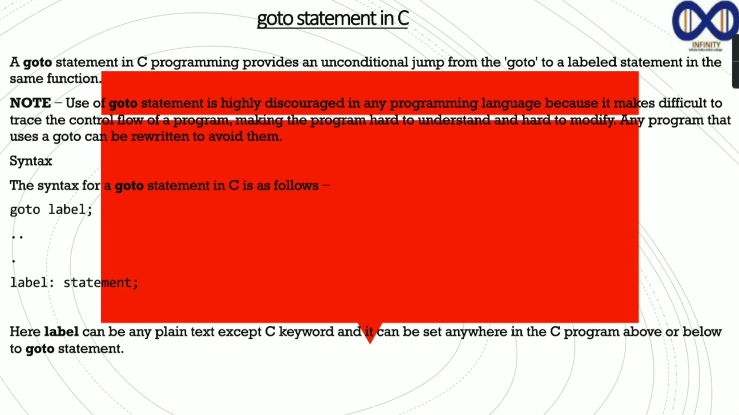So the syntax of the goto statement. The syntax for a goto statement in C is as follows. goto label; and it is going to maintain label 1, label 2, and it directly jumps to the label. Suppose that if you have label 1, 2, 3, it will not go to label 2, it will directly jump from label 1 to label 3. So this is the label 1 statement. Here the label can be any plain text except C keywords, and it can be set anywhere in the C program, above or below the goto statement.